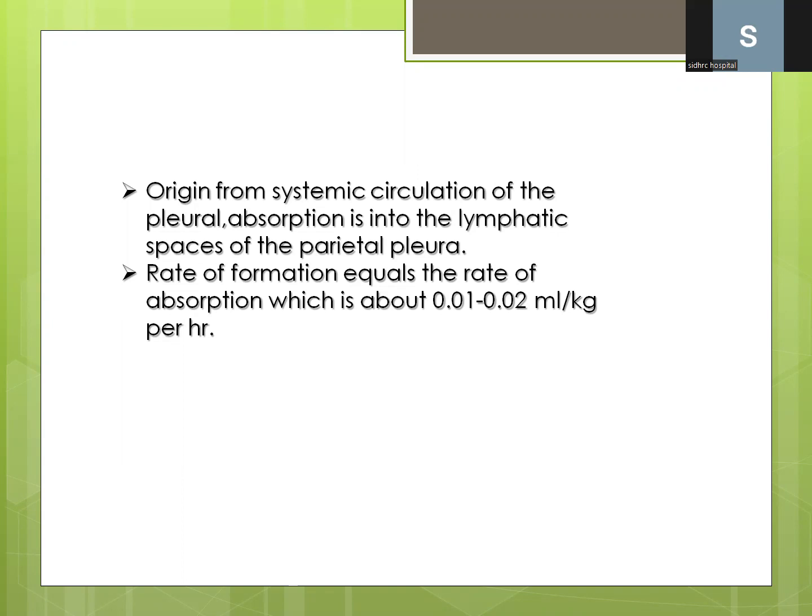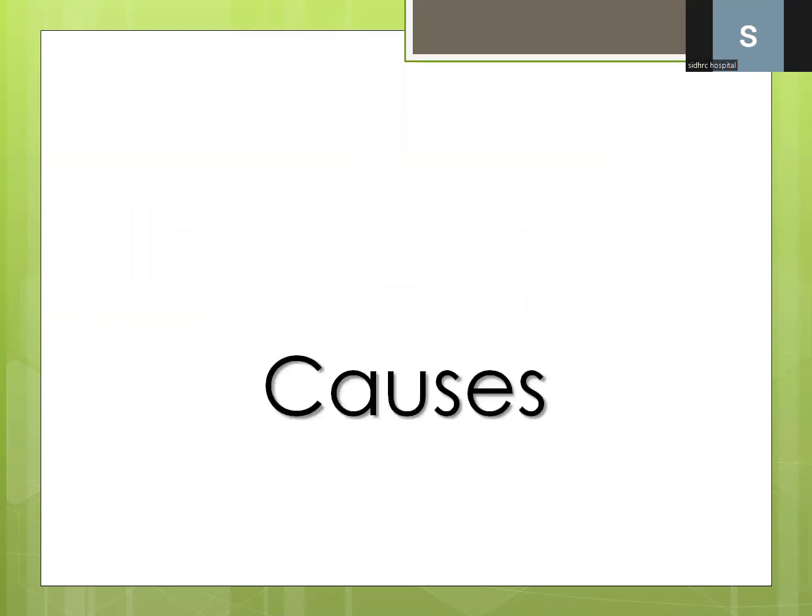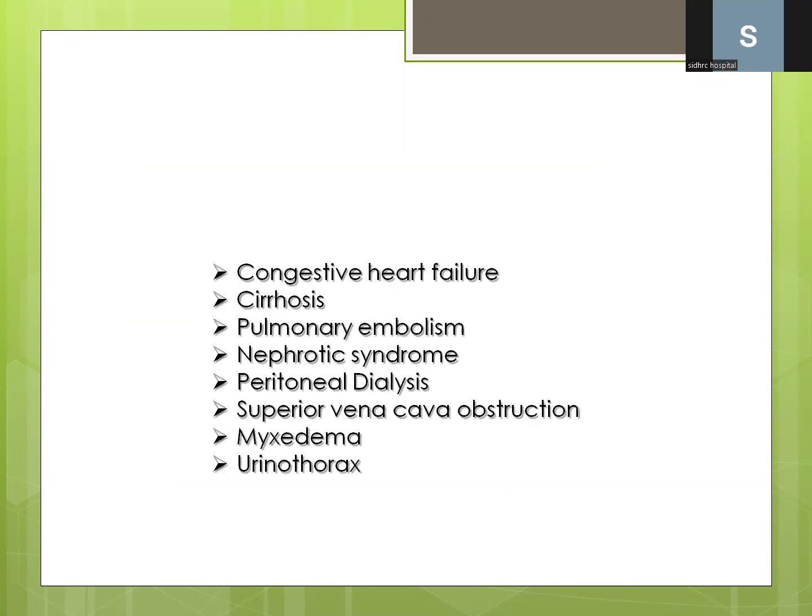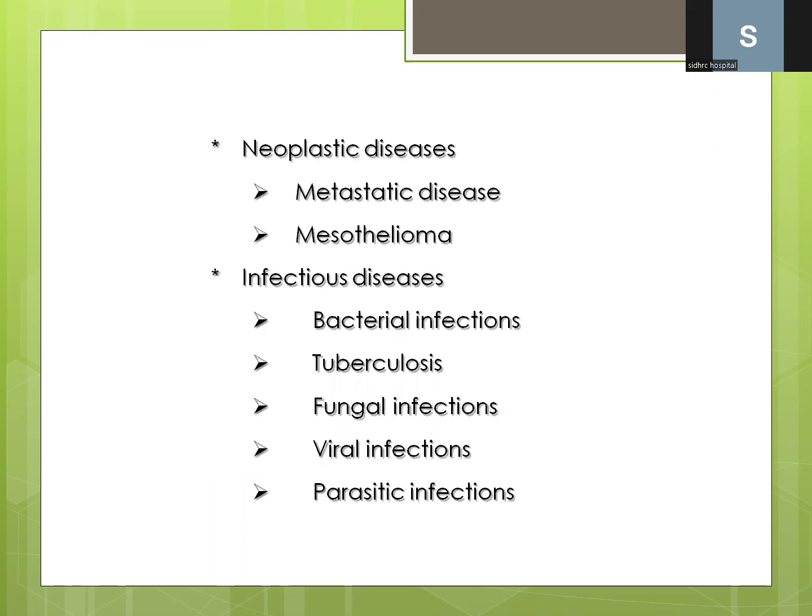So either lymphatic obstruction is there or the protein content is less, which will cause the accumulation of fluid in the space and will cause the pleural effusion, and the patient becomes symptomatic. Now coming to the causes of pleural effusion, we may have thoracic causes and extrathoracic causes. I have named a few of the common causes of pleural effusion as a presentation.